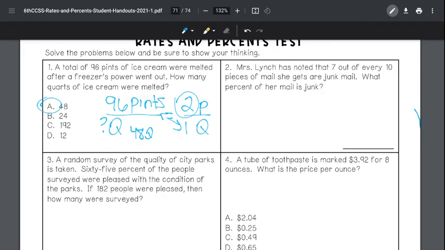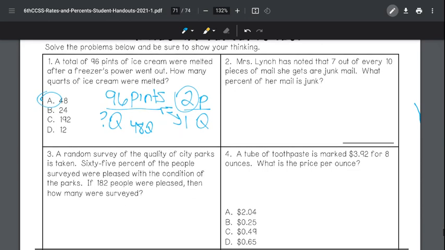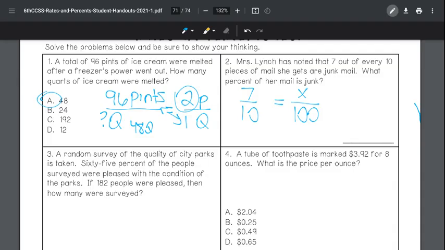Number 2, Mrs. Lynch has noted that 7 out of every 10 pieces of mail she gets are junk mail. What percent of her mail is junk? Percent over 100. Cross multiply and divide, and we figure out 70% of her mail is junk.